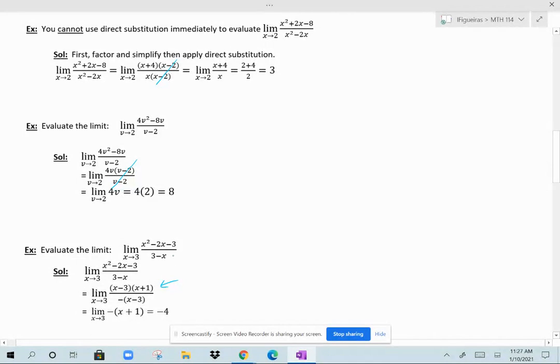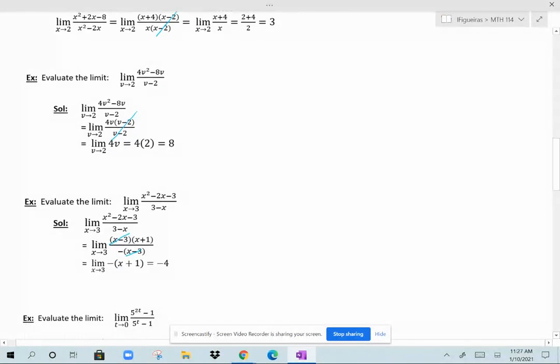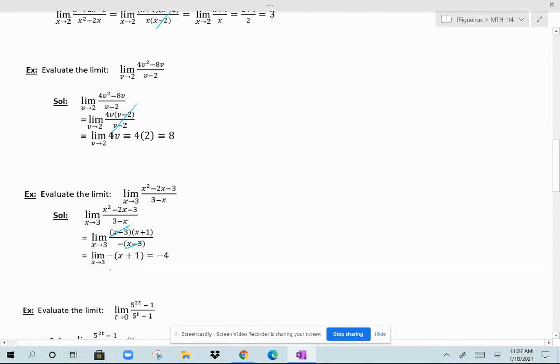So if you factor out a negative 1 from that denominator, you get negative parentheses x minus 3. And then you can cancel the x minus 3, which means that you will be able to substitute the 3 into this expression. So what you're left with is negative parentheses x plus 1. And when you plug in the 3, you get an answer of negative 4. So again, another example of where the limit exists, but the function does not.